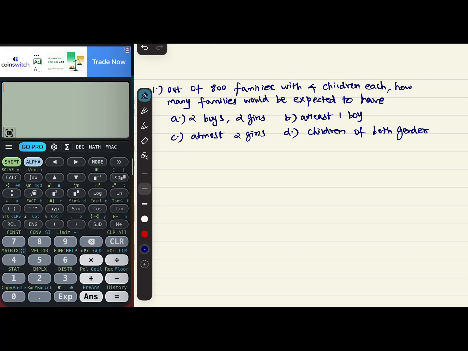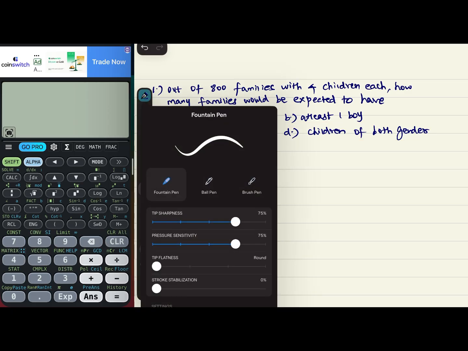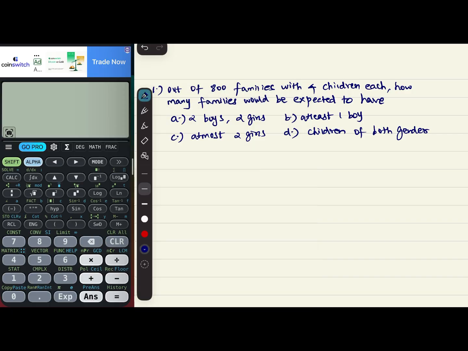Hi all. In today's lecture, we will be talking about the problems on binomial distribution. So you can see this question: out of 800 families with 4 children each, how many families would be expected to have two boys, two girls, at least one boy, at most two girls, children of both gender? So how will we do this problem? Let us go with the solution.